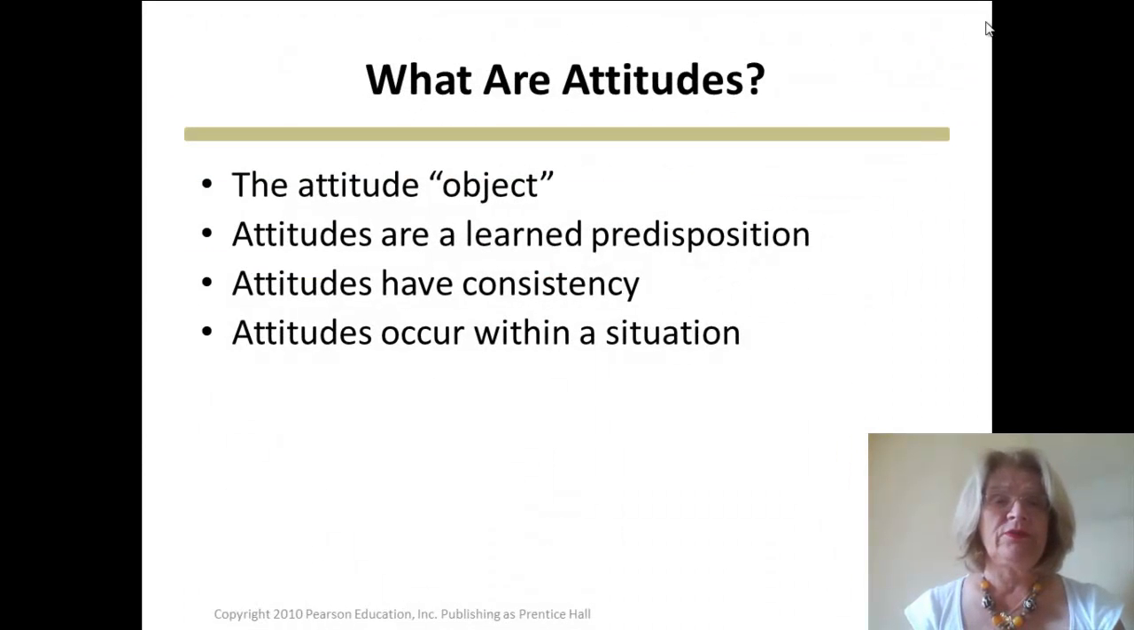About attitudes. Attitudes are always related to an object. They are learned predispositions which have consistency and occur in a certain situation. To understand attitudes or measure them, we must first clearly define the object towards which we are discussing or measuring the attitude. Is it a product, a service, a category of services or products, or a specific model of a product?